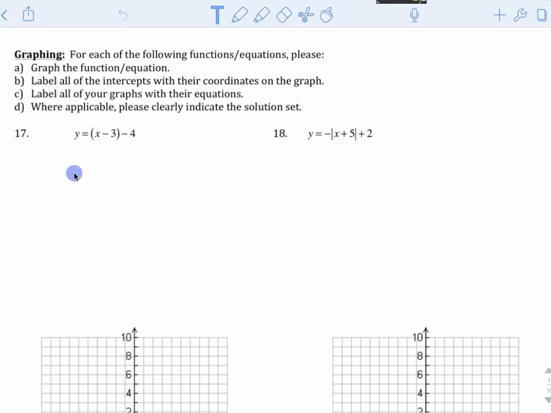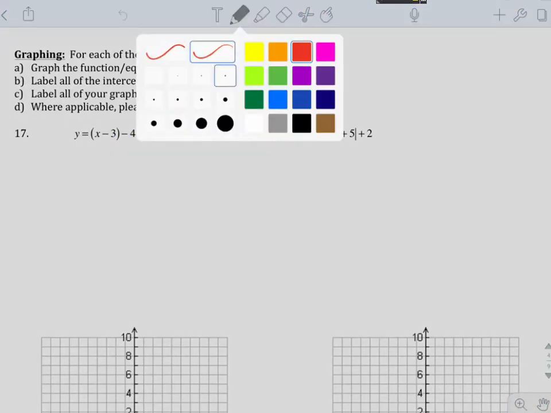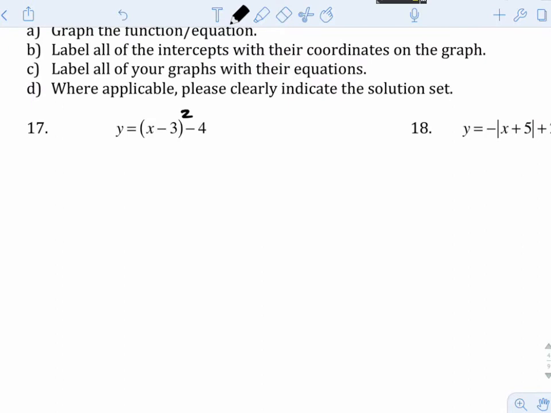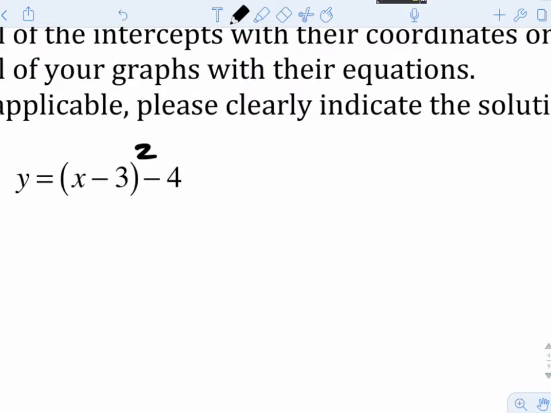So let's start with this first one. Y equals x minus 3, that should be x minus 3 quantity squared minus 4. Okay, and so immediately when we see that x minus 3 squared, we're thinking that this is going to be a parabola. This is going to be some sort of U-shaped graph. So I sometimes toss a little U just off to the corner so that I know that going into it.